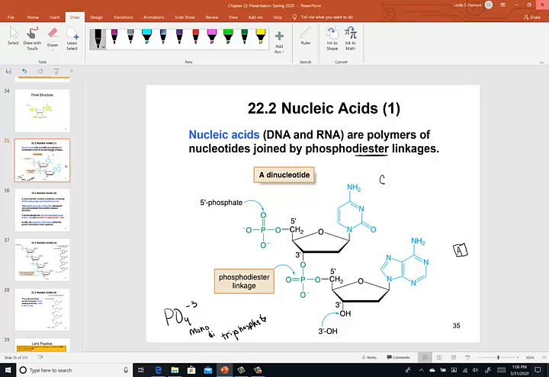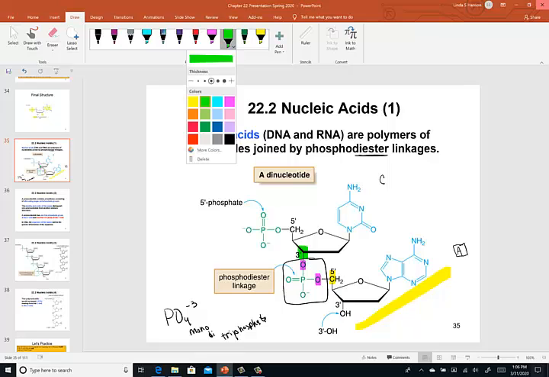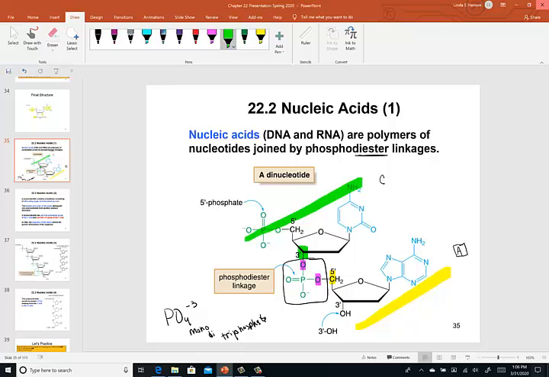When I'm looking at this first phosphate, which I had boxed just a moment ago, it's linking one nucleotide to the next nucleotide. And the phosphodiester linkage says, notice that I have the 5' carbon in the first nucleotide, and it's connecting to the 3' carbon in the second nucleotide, right? So this is the second nucleotide.